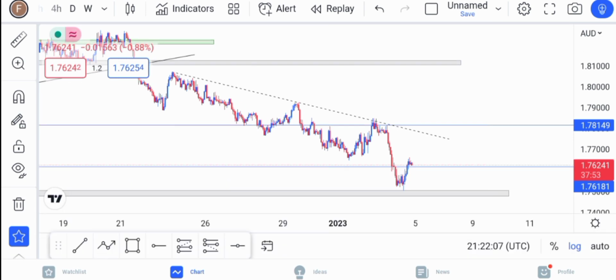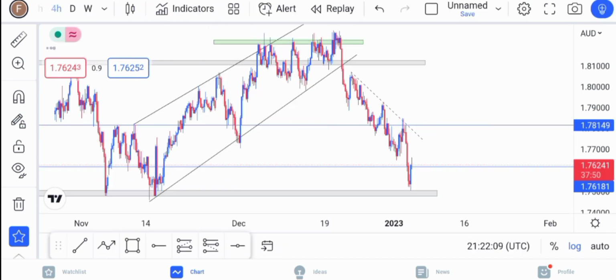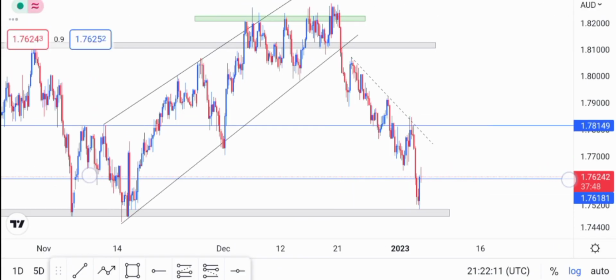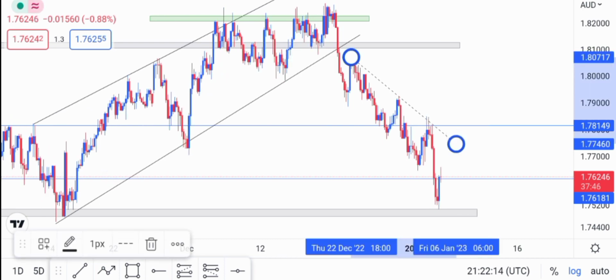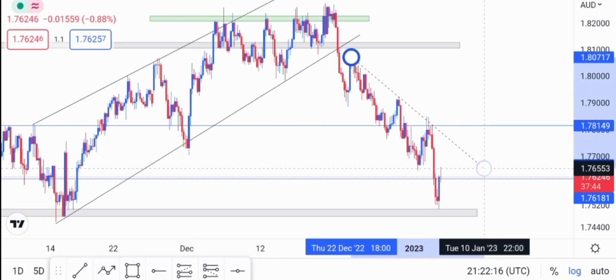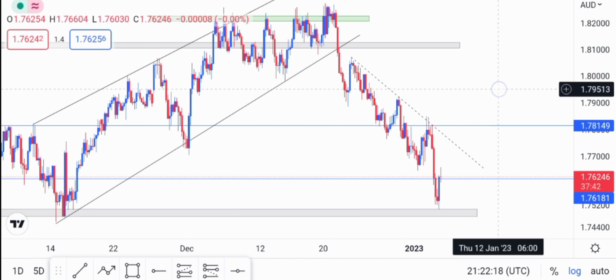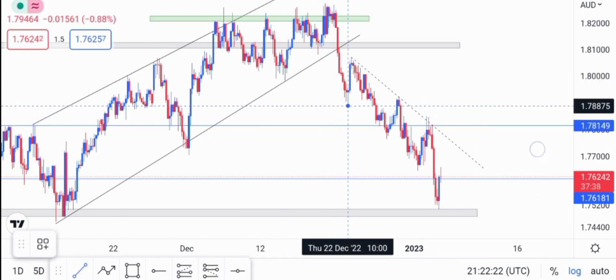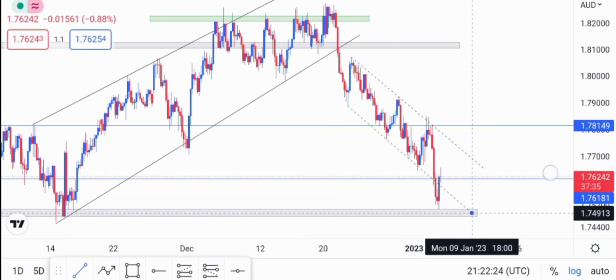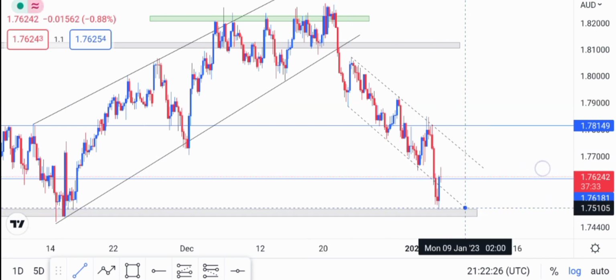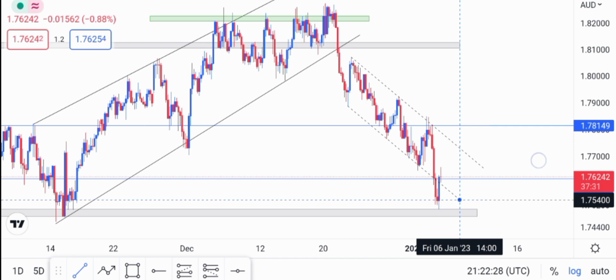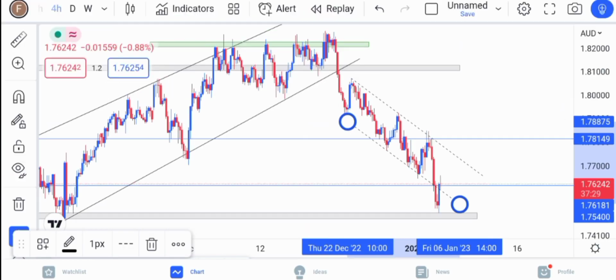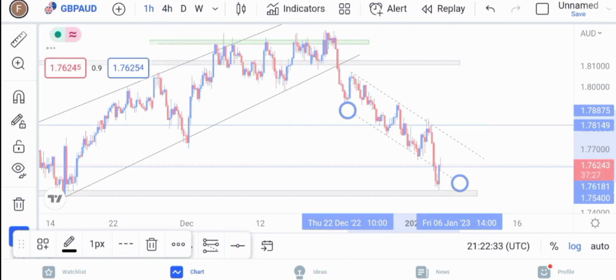So I'll just move back to the 4-hour time frame to confirm. Okay, so this is what we have. I'll just extend it a little bit. It is more confirmed on the 4-hour time frame than on the 1-hour time frame. So let us cater for the lower side as well, starting from the point right over there up until here. First touch, second touch. Okay, so let us move back to the 1-hour time frame.